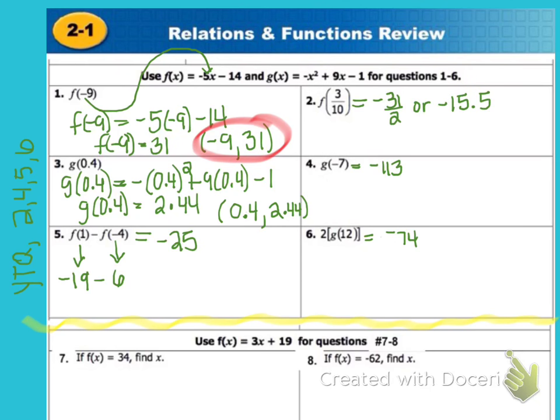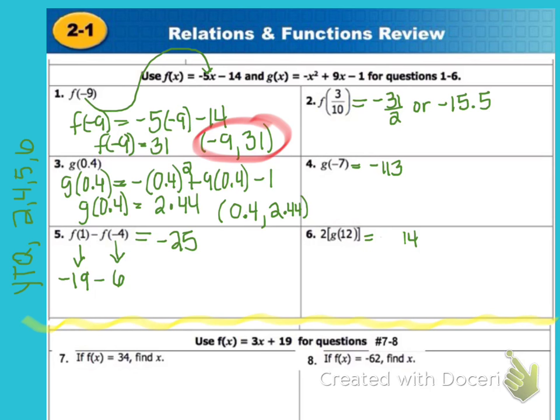Okay, so thanks for giving those a try. One thing that was a little tricky in this set of you try questions, number 5, notice, had a difference between 2 functions, f of 1 minus f of negative 4. So just simply evaluate the 2 functions separately and then subtract. And then with number 6, we were asked to find the product of 2 and g of 12. So you had to find out what g of 12 was and then multiply by 2.